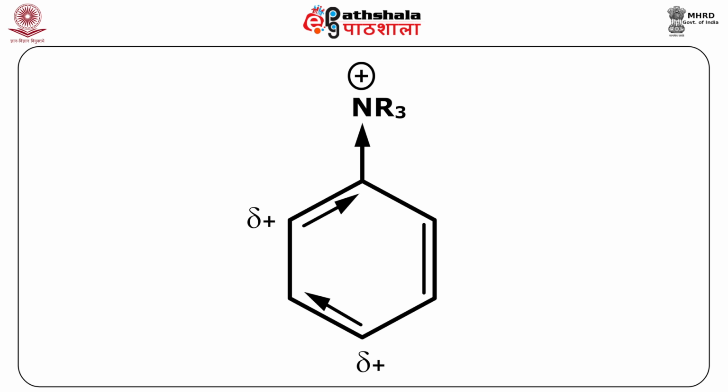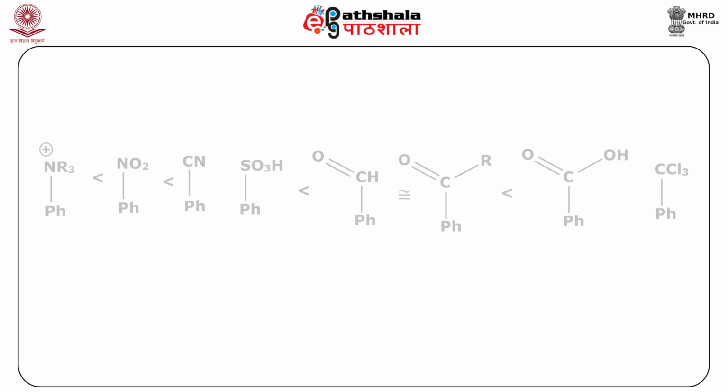Now, as you can see here, the electron density in the benzene ring using these groups is basically being pulled towards the nitrogen atom carrying the positive charge, and thus there is a positive charge on ortho and para position of the aromatic ring. However, there is comparatively no positive charge on the meta position, thus they are meta directing.